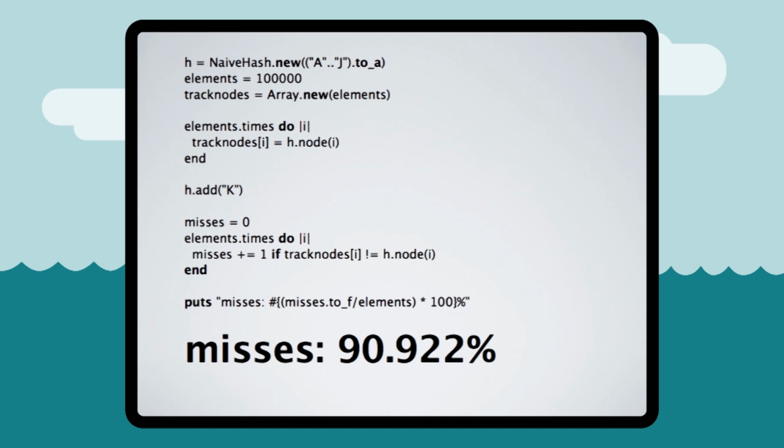So I made a little program with my naive hash. I said, okay, each node can hold 100,000 elements. I put 100,000 elements in my array that goes from A through J, so I have 10 nodes. I add node K, and then I try it again. I want to count how many times, if I tried to hash this value, it would miss the original bucket that I put it in. My miss rate was 90%, meaning that 90% of the data in all of my nodes is now stale and worthless.